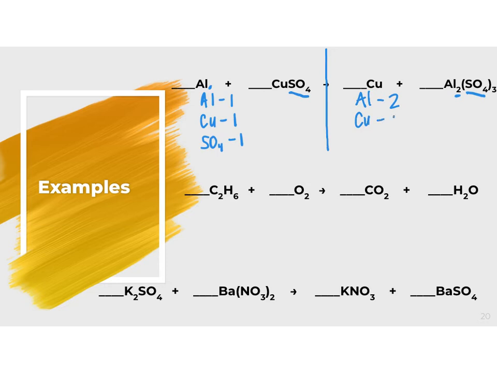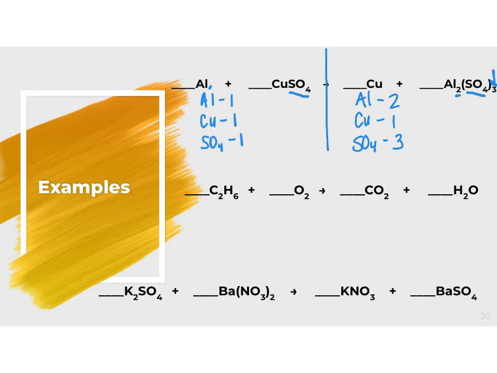Copper, I only have 1 again. And then SO4 this time, I'm going to have 3 of those SO4 groups. So SO4 I will have 3 of. Now, as I said, I like to start with the polyatomic ions just because I think it's easiest.